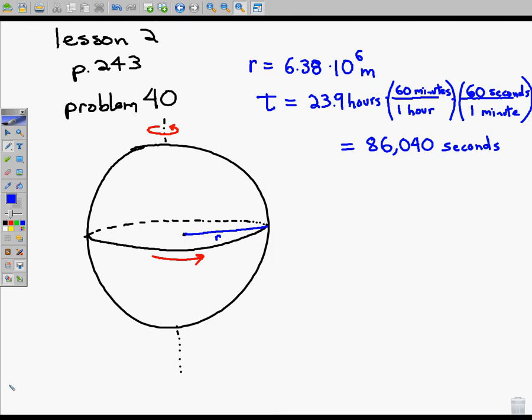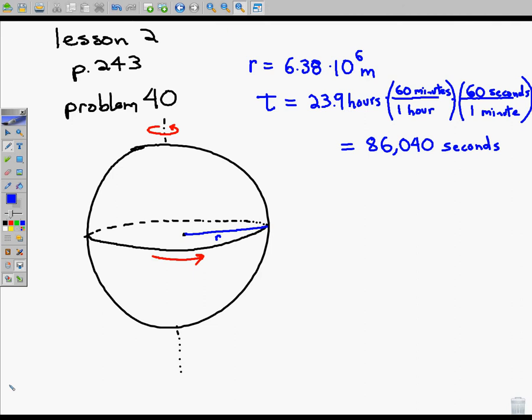Problem number 40. You have a diagram there of the Earth. The Earth has a radius at the equator of 6.38 times 10 to the 6 meters. And it takes the Earth roughly 24 hours to spin around once.